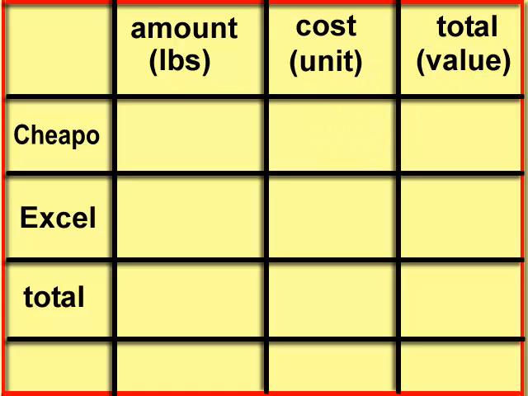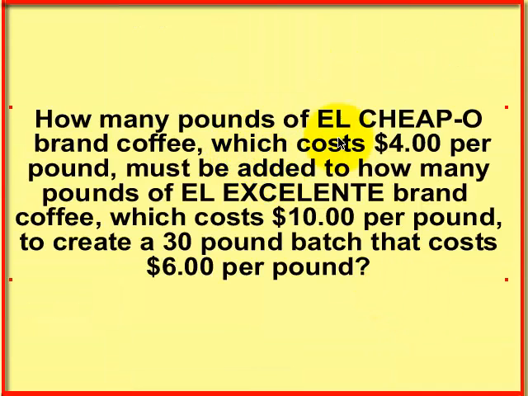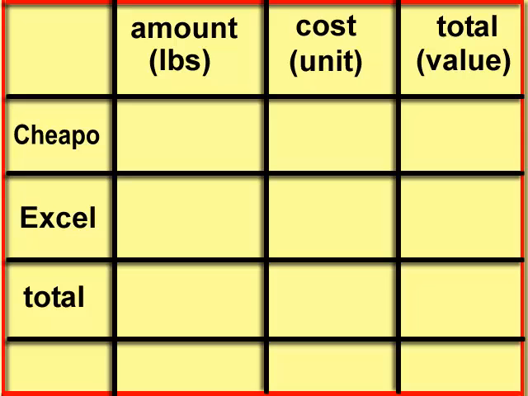So we're going to go back to the question and try to garner as much information as we can from it. And that 4 jumped up there by itself. Right, the cheapo is $4 a pound, Excelente is $10 a pound, and the final product is $6 a pound. So that part's the easy part. What else do we know? Let's go back to the question.